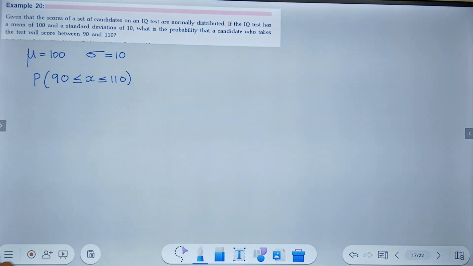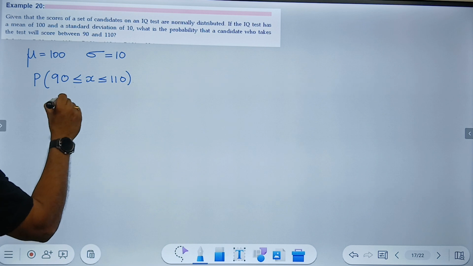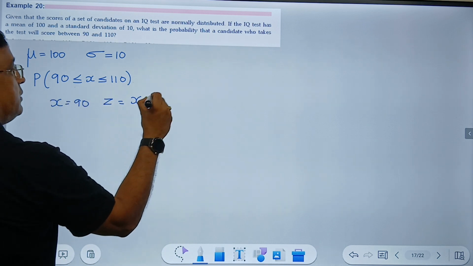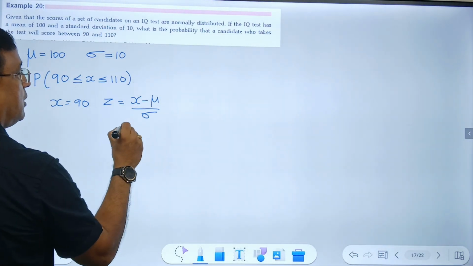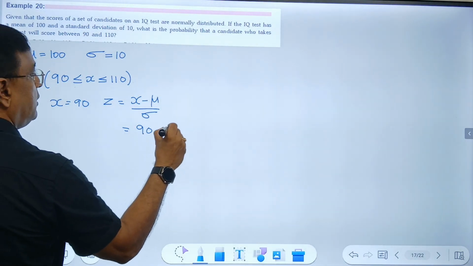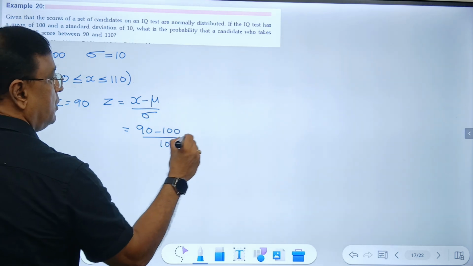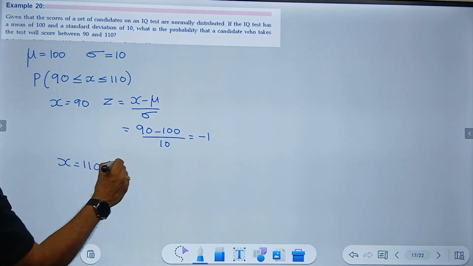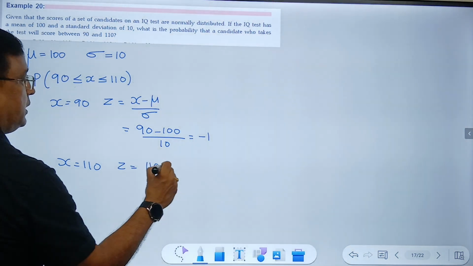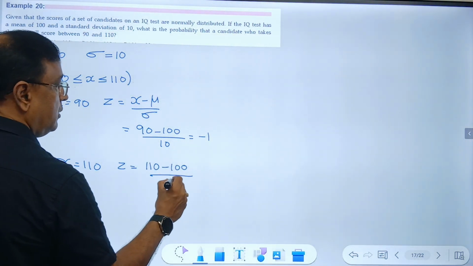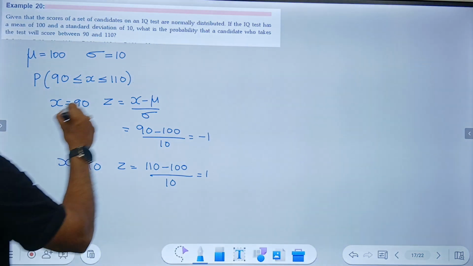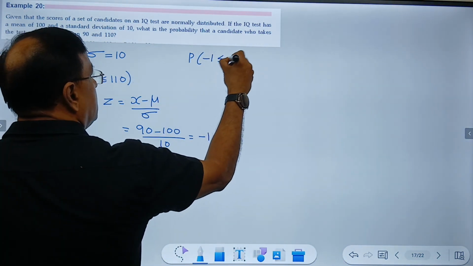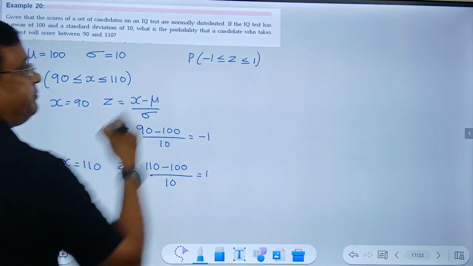Okay. So now, when X is 90, what is Z? (X minus mu) by sigma, (90 minus 100) by 10, which is minus 1. Now you take X is 110, which is (110 minus 100) by 10, which is 1. So to find this, what I need to find is minus 1 less than or equal to Z less than or equal to 1.